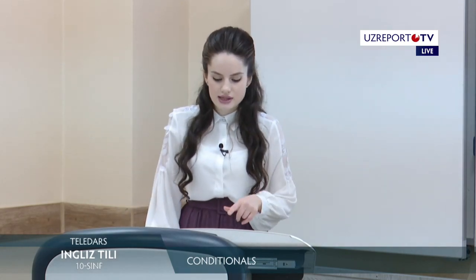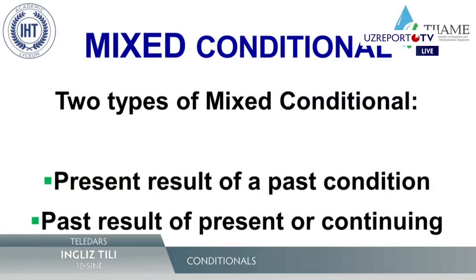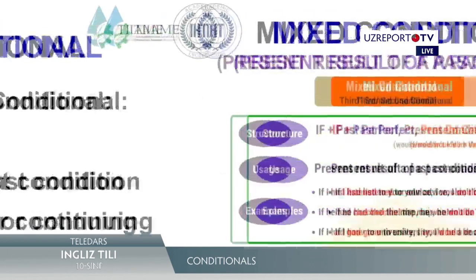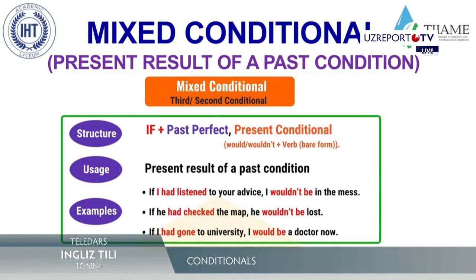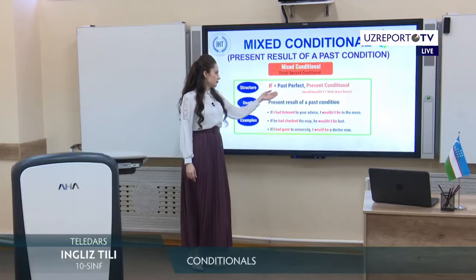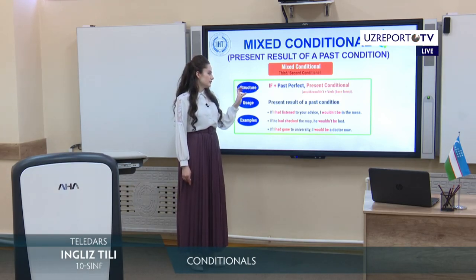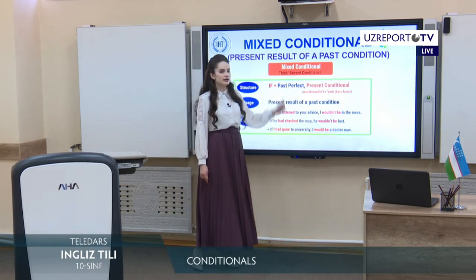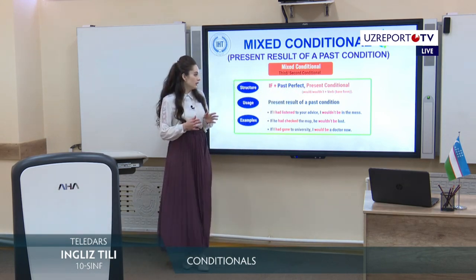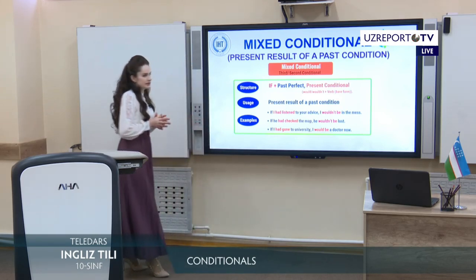So, two types: present result of a past condition, or past result of a present and continuing condition. Well, look at my next slide, where I showed you the present result of a past condition. So, the construction is if plus past perfect and present conditional. Look, this part, the conditional part, I took from the third type. This part I took from the second one, I'm sorry.